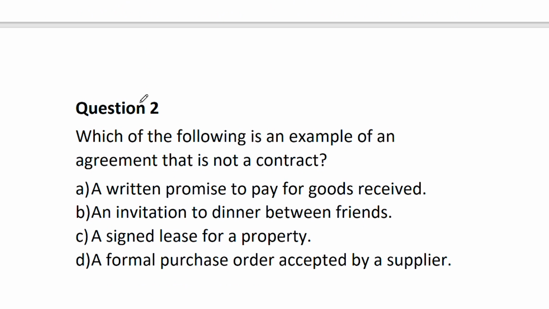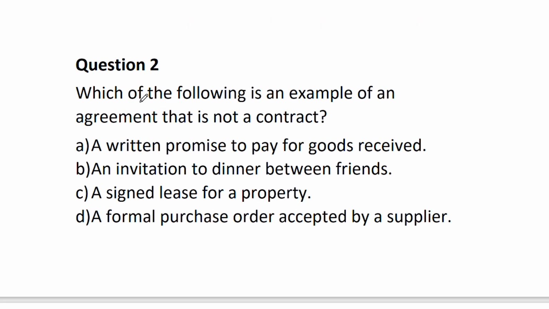Next, which of the following is an example of an agreement that is not a contract? So you're just saying, look, it's an agreement, but is it a contract? Well, a written promise to pay for goods received. That's a contract, okay? An invitation to dinner between friends. Well, we don't even need to go any further. A signed lease for property, a formal purchase. The answer is B. Okay, so an invitation to dinner between friends is just a social thing, which is not a contract.